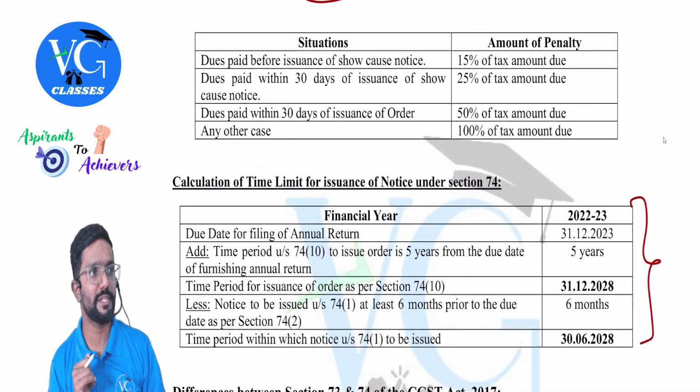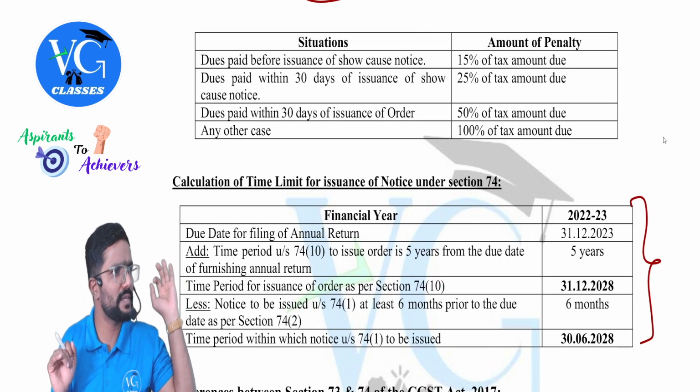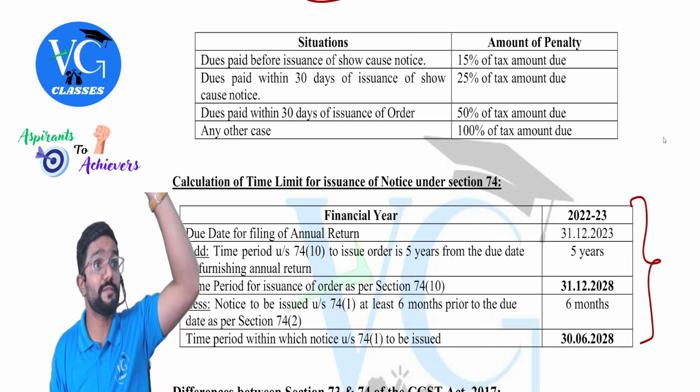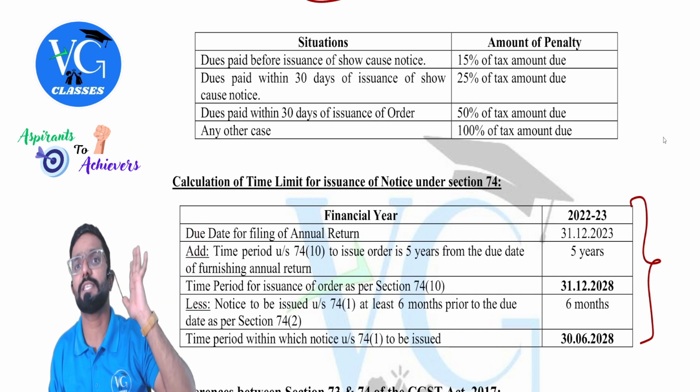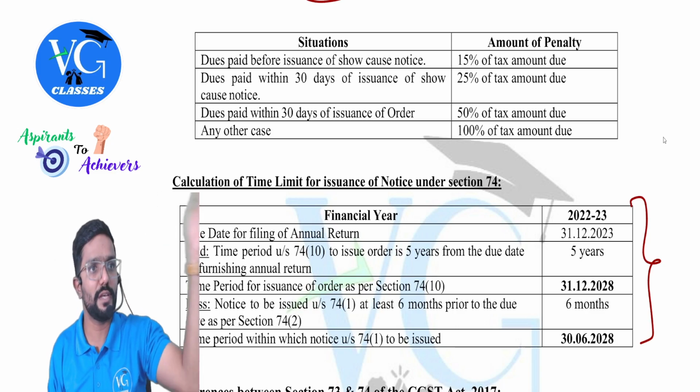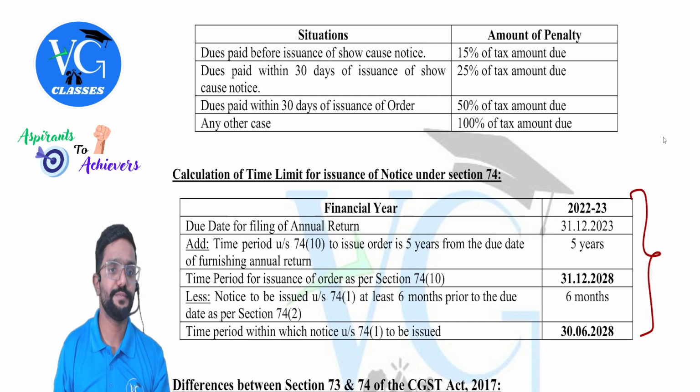You should know the exact difference between 73 and 74. Sections are arranged almost in the same order, subsections too. We had time of supply for goods and services, no? Like that only. If you understand one section, the other section becomes easy. You should only focus on what is the difference. And for that, I have already put a summary here.